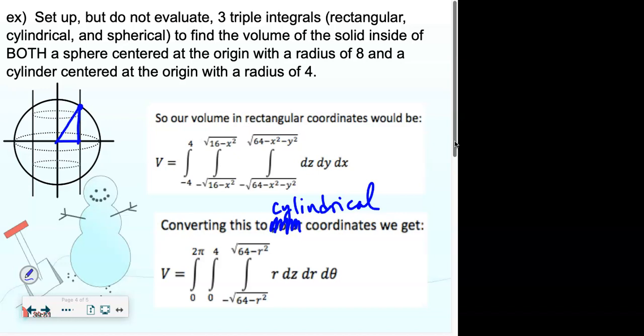Sir, before you move on to the other part, do we double the? Yes, we're doubling everything. Good question. Yes, because I'm only doing the top half.